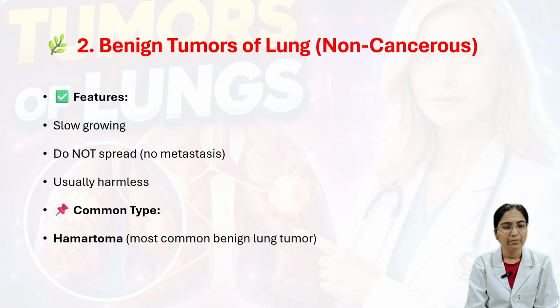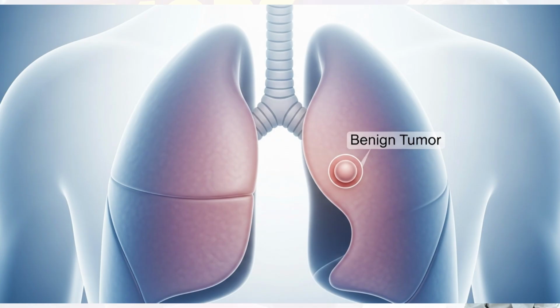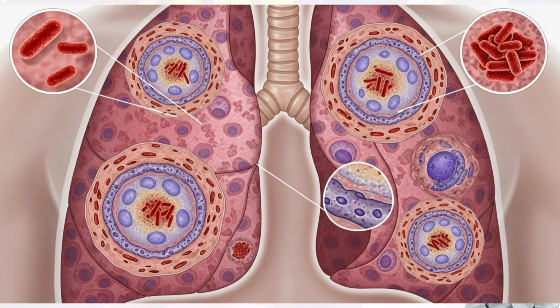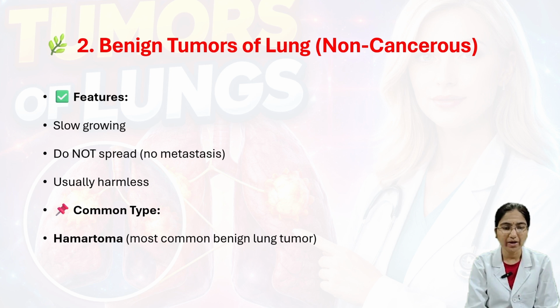First we'll see benign tumors of lung, that is non-cancerous. We'll see benign tumor features here. It's a slow growing one and it does not spread. There is no metastasis, we can say. And it is usually harmless. The common type is hamartoma. It is the most common benign lung tumor and it is a non-cancerous one.